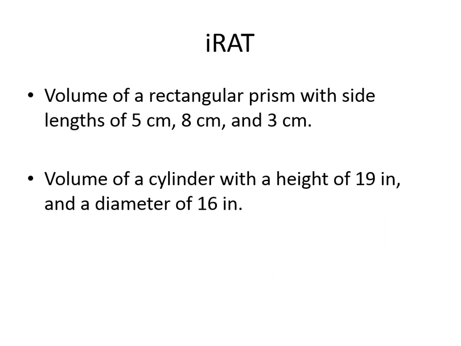Okay, so for your IRAT for this one: find the volume of a rectangular prism with side lengths of 5, 8, and 3 centimeters. That's the first one, pretty straightforward, just find the volume. And the second one: find the volume of a cylinder with a height of 19 inches and a diameter of 16 inches. All you have to do is find the volume for both of these. Don't forget your units cubed, whatever it is. Make sure you cube those units. And so that's the volume of a prism and a cylinder. Pretty straightforward.